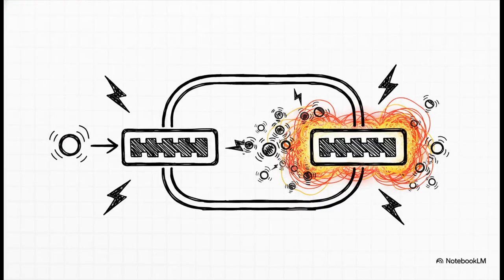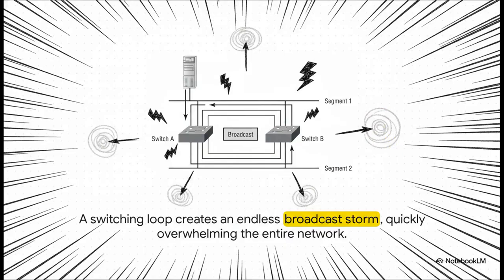All right, on to the third function, and honestly, this one might be the most critical of all, loop avoidance. Now, in network design, having backup paths, redundancy, is usually a very good thing for reliability. But for a switch, an accidental loop in the wiring, if you don't have protection, can be absolutely catastrophic. So check this out. When a broadcast message, one that's meant for everybody, gets caught in a physical loop, it gets duplicated and forwarded endlessly.